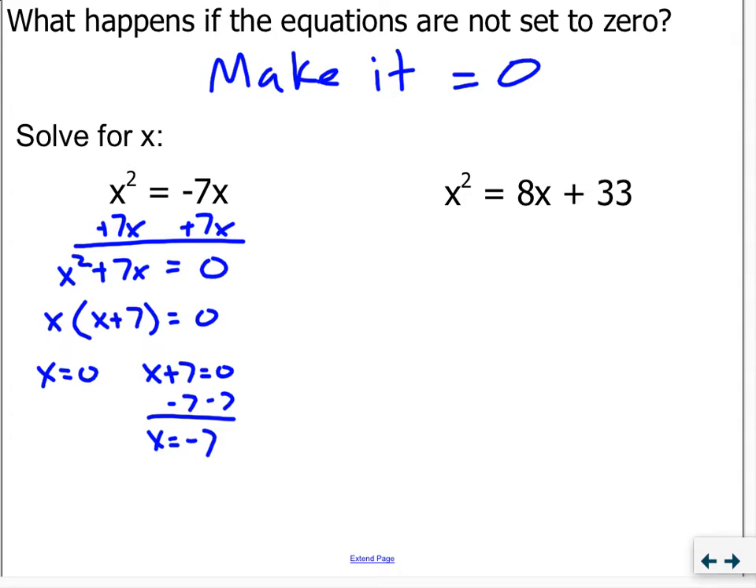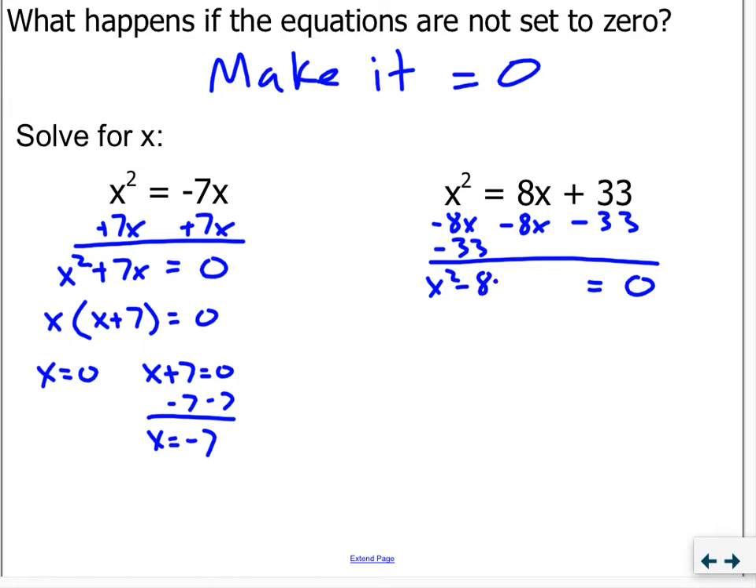And again, I want my x squared term positive. So I'm going to subtract 8x, and I'm going to subtract 33. I'm going to get my trinomial on the left side. X squared minus 8x minus 33 equals 0. See if you can solve that and find the answers.